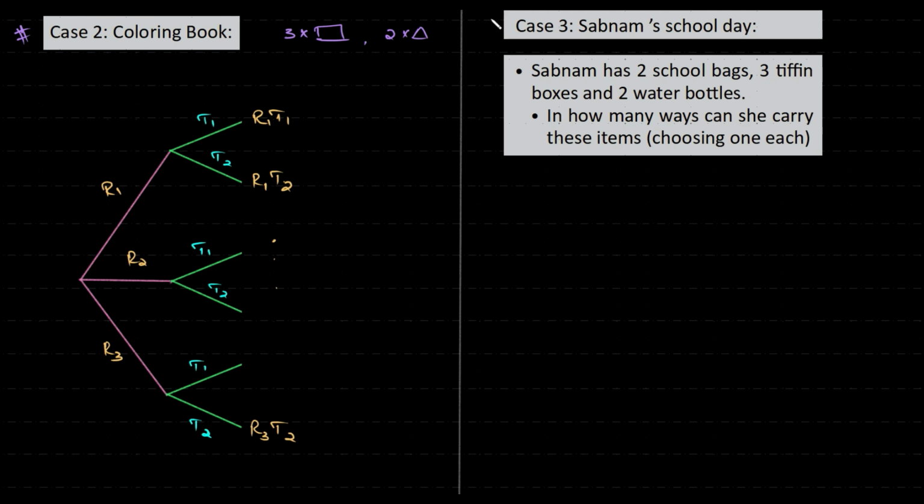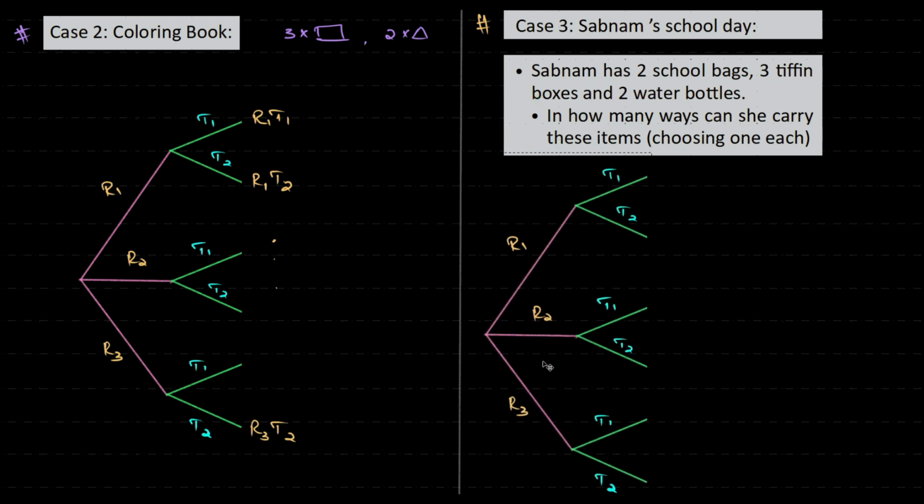Now, finally, we have one last scenario to show that it's not easy to do this all the time, right? We can do it with any number of things, but it's not practical. So let's have a look. What is it that we're looking at? We have Subnam. She has 2 boxes, 3 tiffins and 2 water bottles. In how many ways can she carry the items? Only one of each is allowed. So how do you represent this?